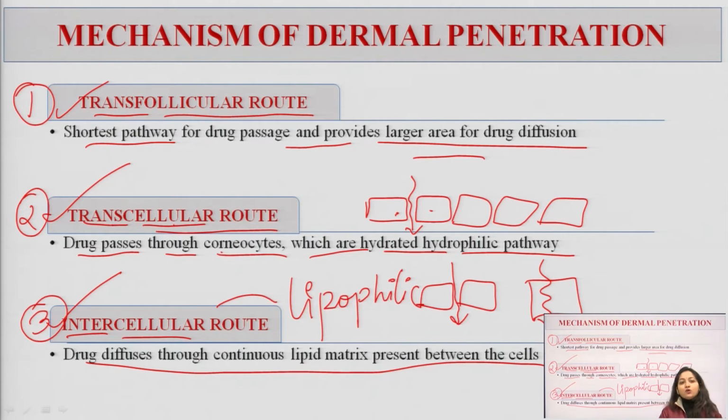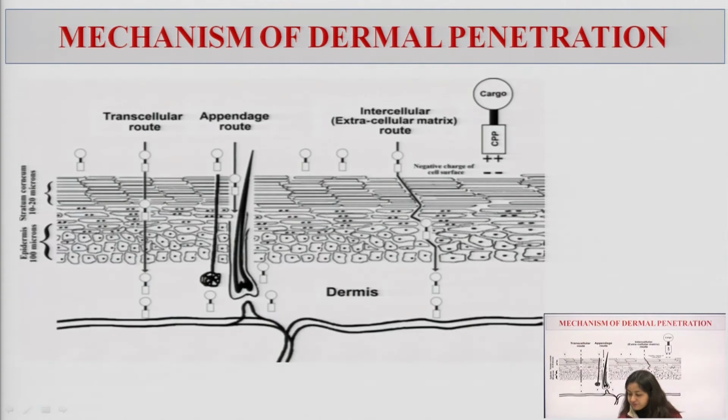So this is all about the three different types of mechanism of dermal penetration. Now here is a diagram which represents which route passes through which area. This is the upper layer of the skin, that is the epidermis layer of the skin, through which the penetration of the drug occurs.